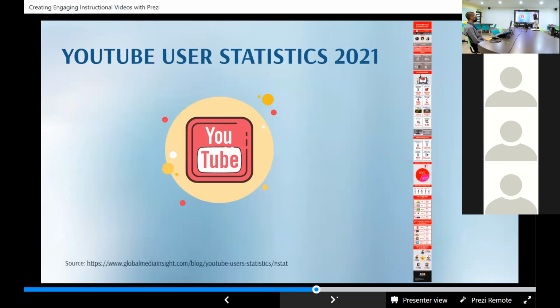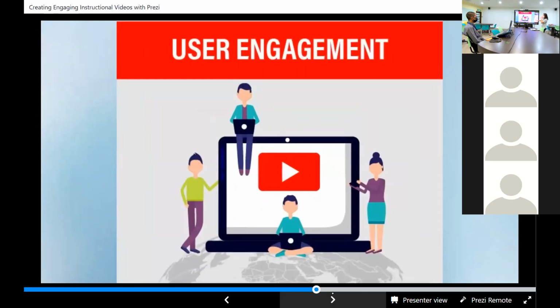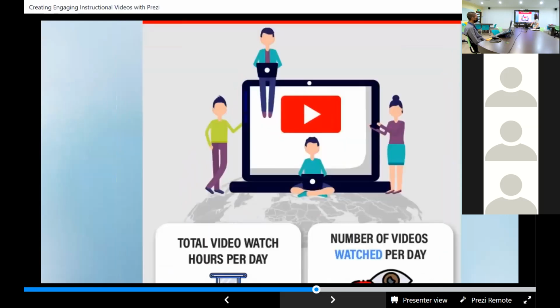It's a very long infographic, but I'm just going to focus on the user engagement, okay? Because this is what we are going to focus on today, engaging videos, right? Just now, many of you shared that you use videos in your lessons, in your courses, and a lot of videos that you take from YouTube also, okay? So I'm sure you're quite interested in what the user engagement for YouTube videos is.